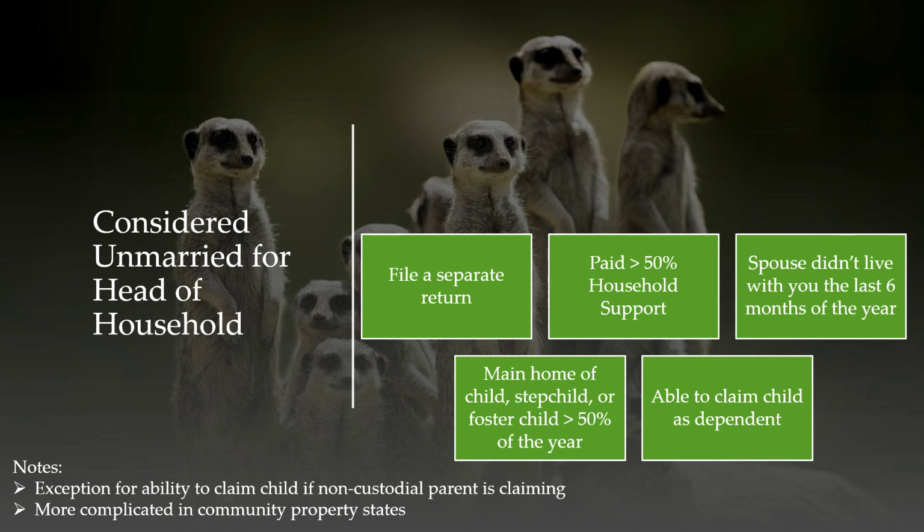This is a more complicated situation in community property states, which Washington is a community property state. So we're going to follow the lead of the AARP Tax-Aide program in our area and say that if we come across this situation, the spouses would need to have lived apart for the entire year, and they would need to have separate banking.